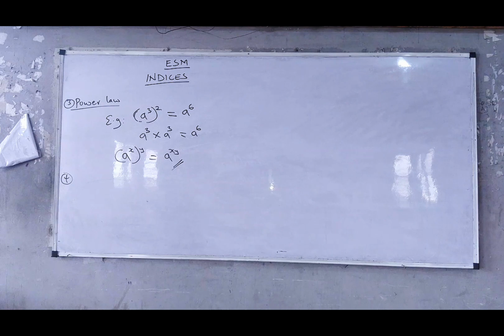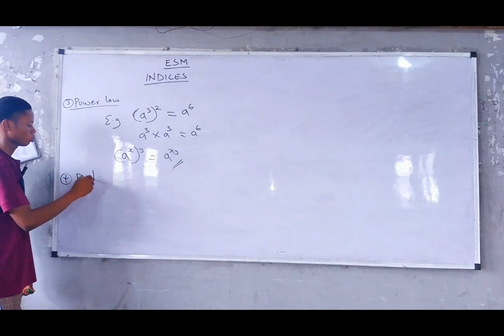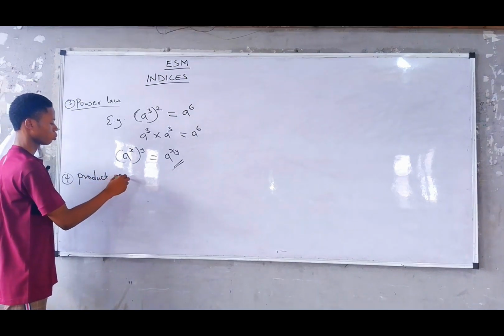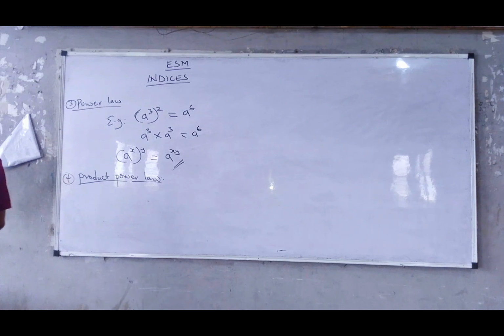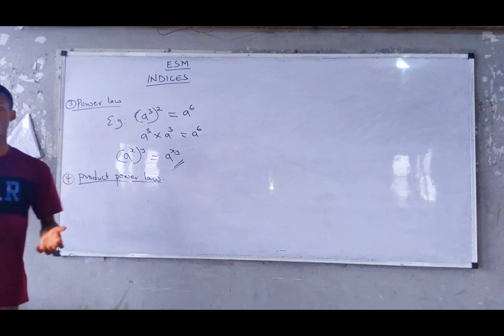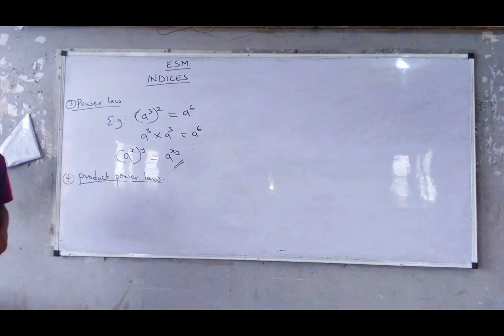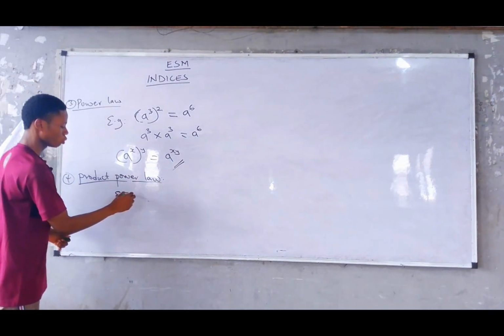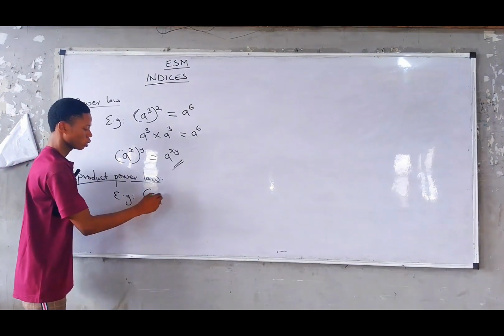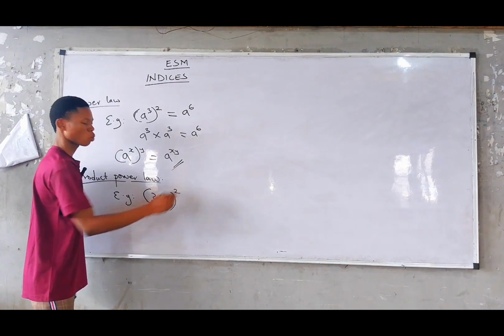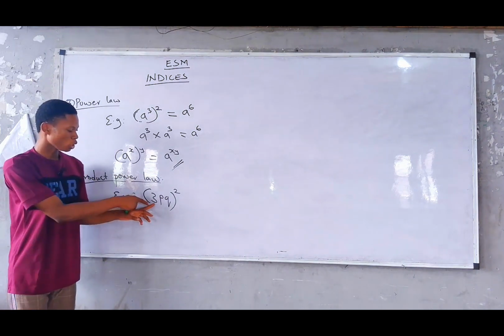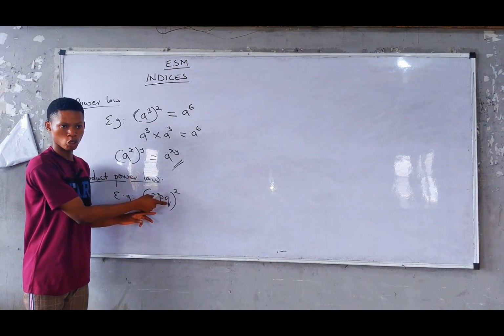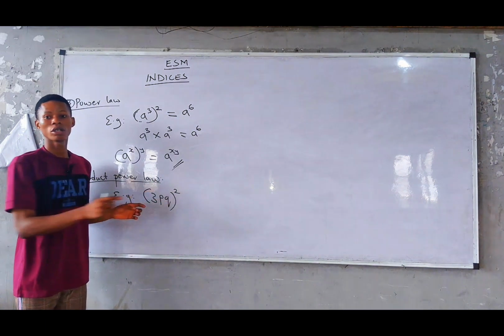The fourth law, product power law. Now you take note of this one very well because most persons will always make mistakes here. If you have something like this, for example, 3pq all square. You know this is the same as 3 times p times q, right? All square.